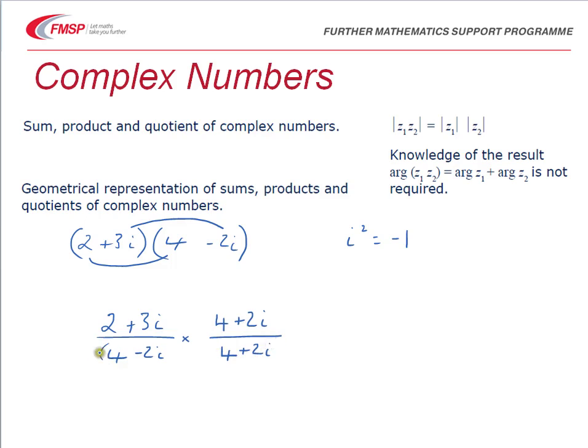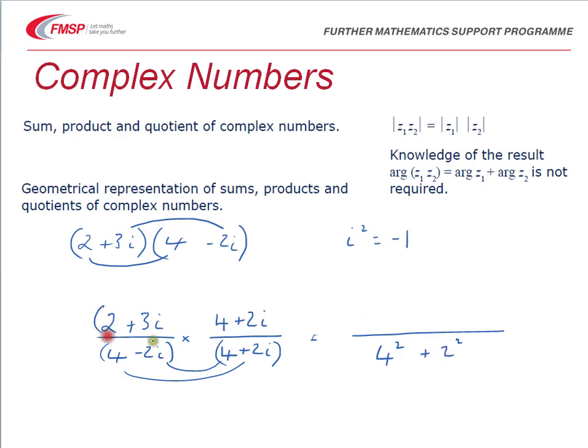Now the point here is that when we look at the denominator, this will give you 4 squared. The imaginary parts are positive and negative of each other, they disappear, but then we've got minus 2i squared, and because i squared is negative 1, that becomes plus 2 squared. So there's that a squared plus b squared that we talked about earlier on.